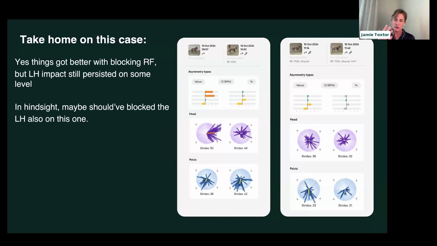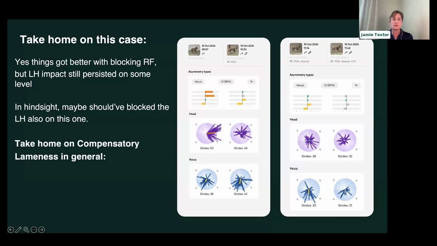The complaint and the primary concern for the horse's functionality was the right front, and we felt that we were making enough of a difference. But looking back at these results with some strictness and a more critical eye, there's probably something real, quote unquote, there, perhaps a pain-causing primary lameness in the left hind as well, just not as bad as the right front. So what's the take home on compensatory lameness in general?